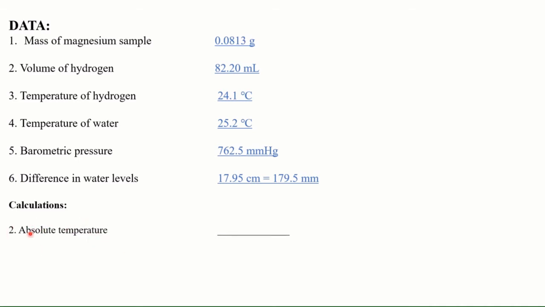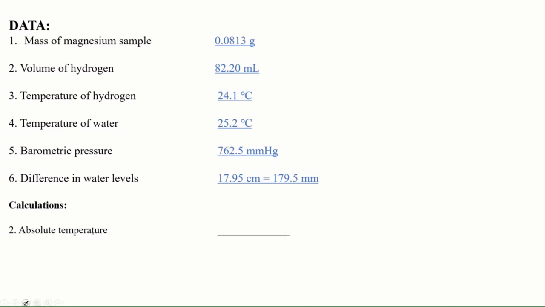Line 2 of the calculations says absolute temperature. This refers to the temperature of hydrogen gas, which is collected in line 3 of the data collected from the experiment. The temperature of hydrogen gas in the experiment was 24.1 degrees Celsius. We need to convert this to absolute temperature, in other words, convert it to the Kelvin scale. So in order to do that, we need to add 273.15 to the temperature in degrees Celsius, and that will give us the absolute temperature of hydrogen gas.